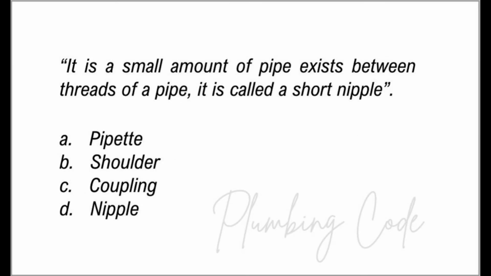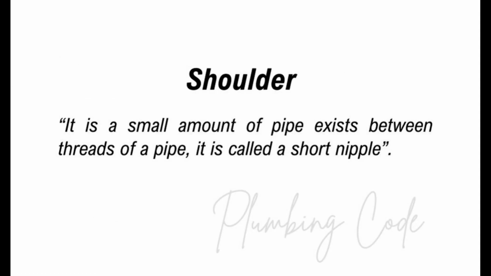If a small amount of pipe exists between threads of a pipe, it is called a short nipple. Pipette. Shoulder. Coupling. Nipple. The answer? It's shoulder.